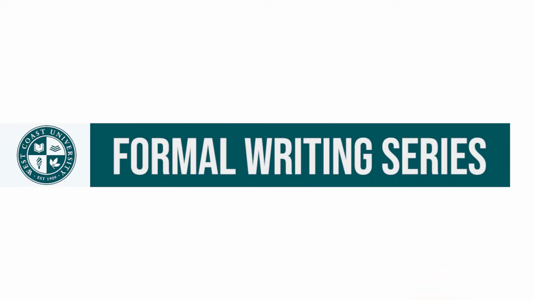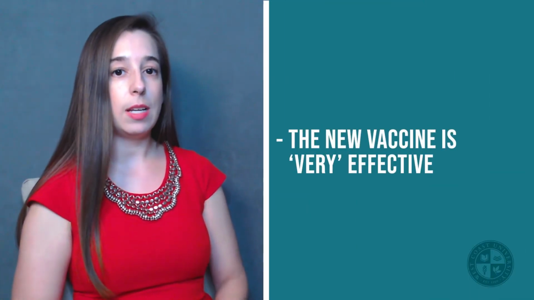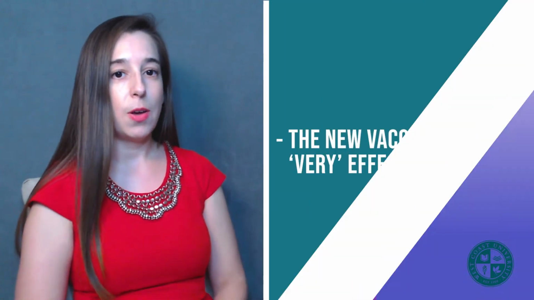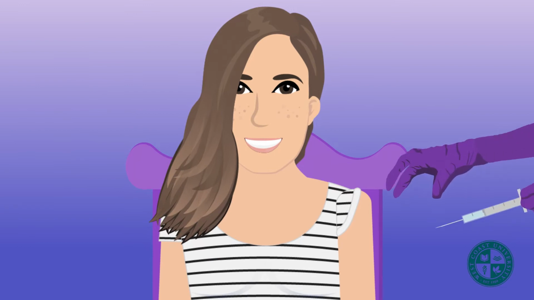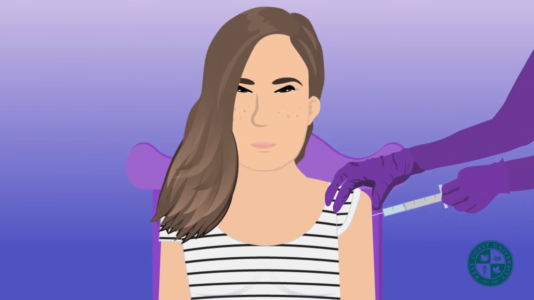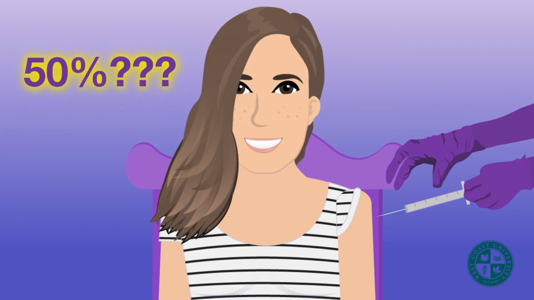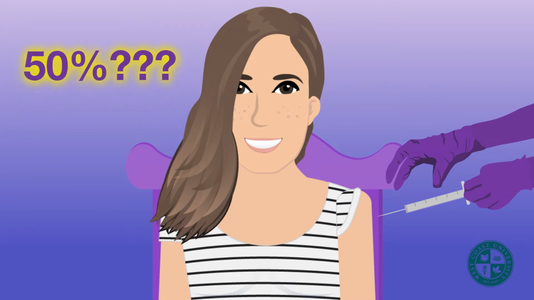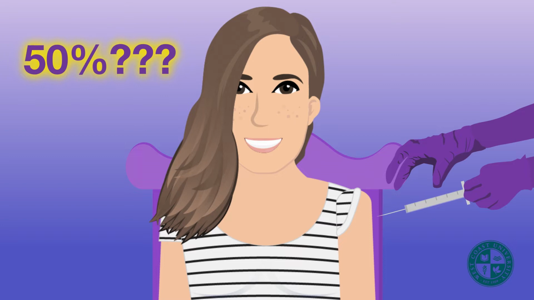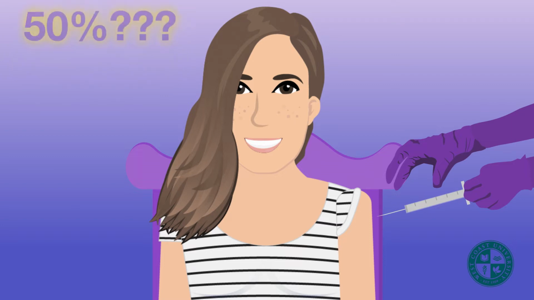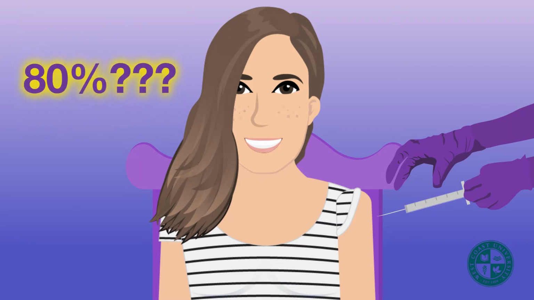For instance, if I were to tell you the new vaccine is very effective, well, what does very even mean? It could mean something very different for you than it does for me. Does very mean that it's 50% effective? Because that's 20% more effective than any of the vaccines they tried before. Or does it mean the new vaccine is 80% effective?